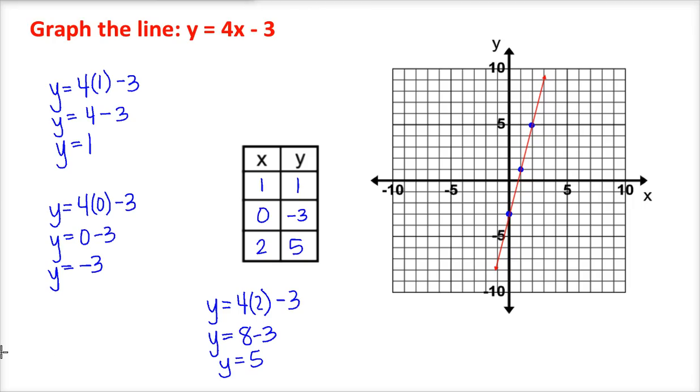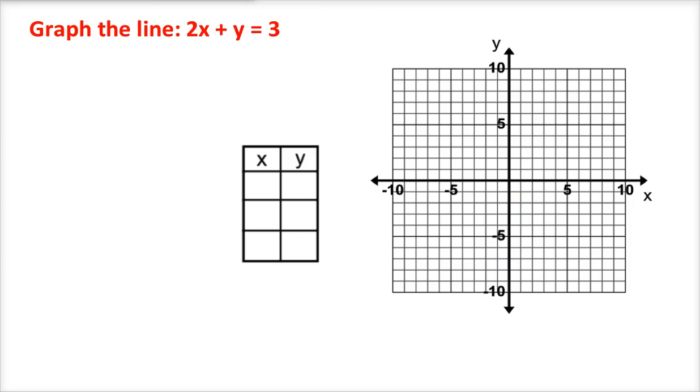Let's do another example. So this time we're asked to graph the line 2x plus y equals 3. So once again, we're going to choose values for x and figure out what y is. We can choose any number we want for x. It's a good idea to stick with small numbers because they're easy to do the math with. Also, the smaller numbers will fit on our graph easier. So 0 is my favorite. So let's plug in a 0 for x in this equation.